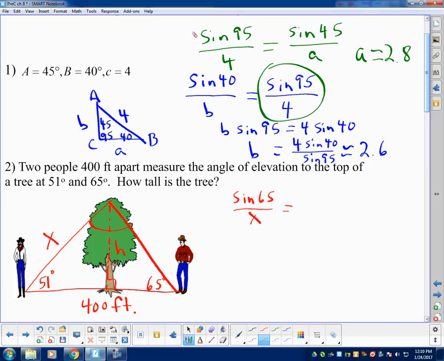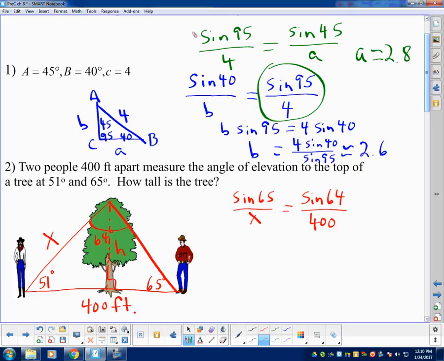They all have to add up to 180 here. These have to add up to 180. So what is this angle then if these must add up to 180? 64? 64 degrees is what that is. Okay, now I can set up my law of sines. Sine of 64 is opposite the 400. Now I have my three bits of information, and I'm left with finding x.